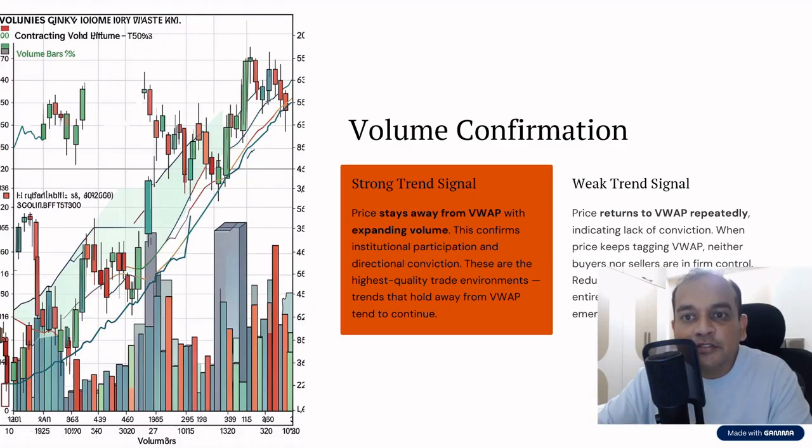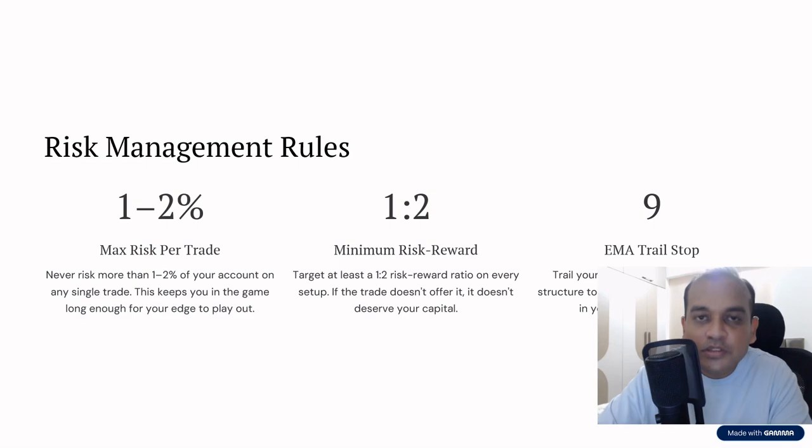Price stays away from the VWAP with expanding volume. This confirms institutional participation and directional conviction. These are the highest quality trade environments. Trends that hold away from VWAP tend to continue. If the trend signal is weak, not supported by volume, or has too many crossovers, then you might have to think twice about whether to use it. That's the reason I always tell you to use this strategy in conjunction with the EMA as well. You can include price action and check the candles too, but keep it to 2 or 3 indicators, because if you add too much, analysis results in paralysis.